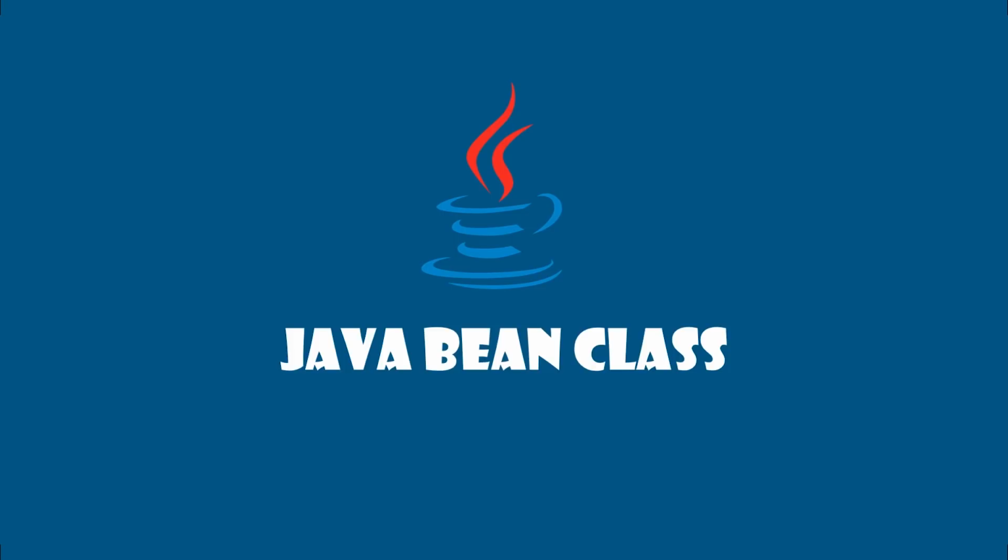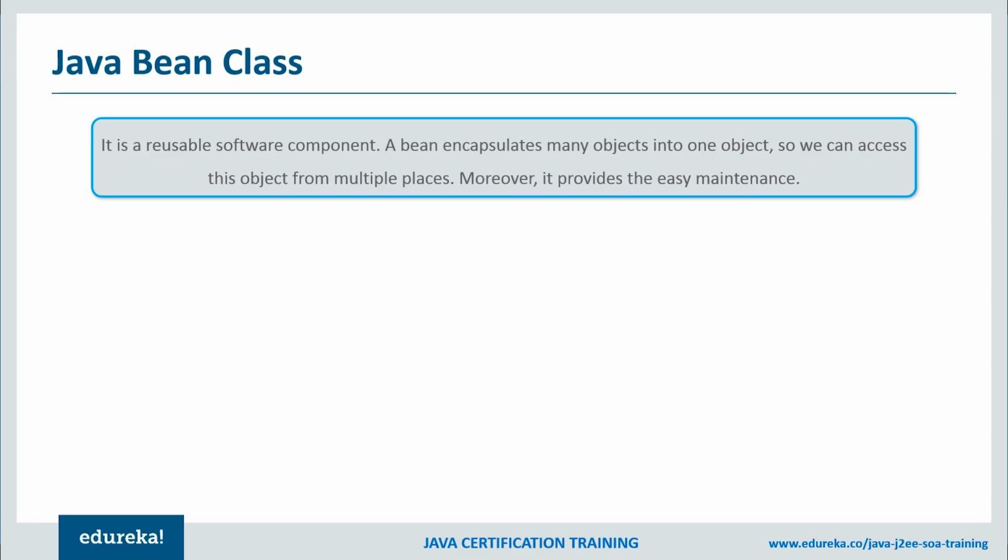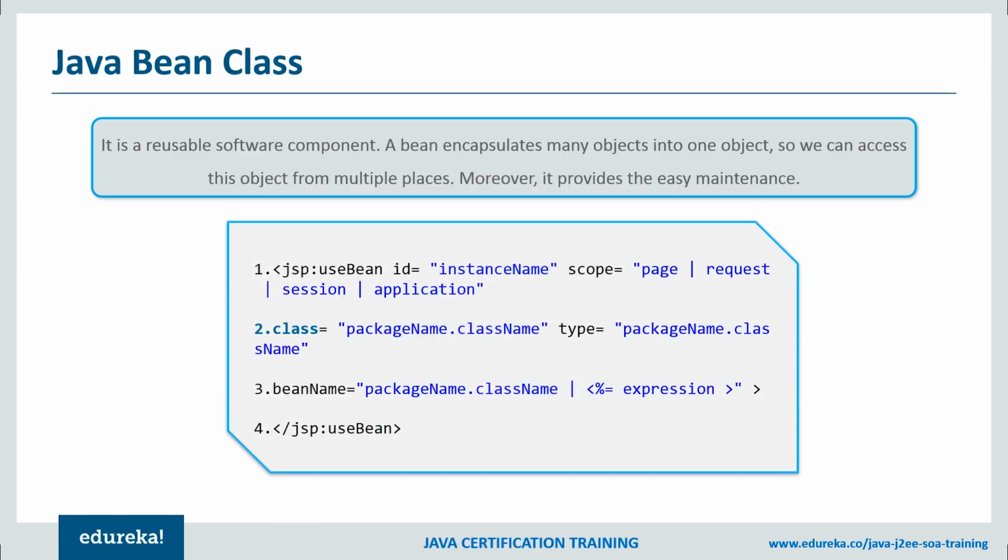Now let's see what is a Java Bean class. It's a Java class that should follow the following conventions. That is, it should have a no-argument constructor. It should be serializable. It should provide methods to set and get the values of the properties, known as getter and setter methods. So why do we have to use Java Beans?